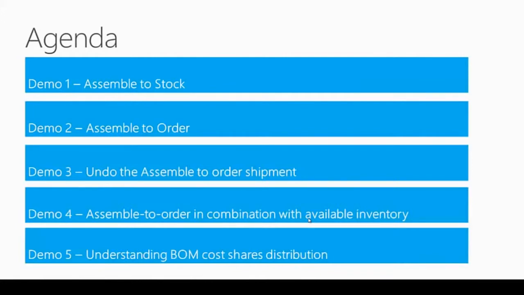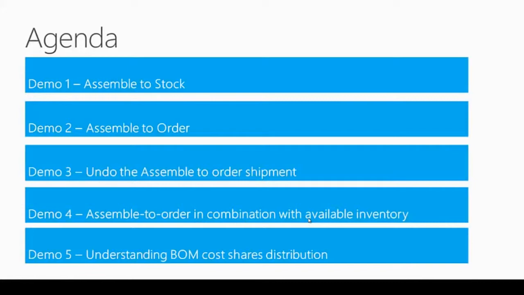As the slides detail, the first part will be an introduction into assembly to stock, the next into assembly to order in relation to a sales order, then how you can undo a sales order that's already been shipped in relation to assembly order, and then the fourth part, if you want to process an assembly to order and you already have some available inventory of that item, and the final fifth part, if you want to investigate the cost distribution of an assembly BOM.